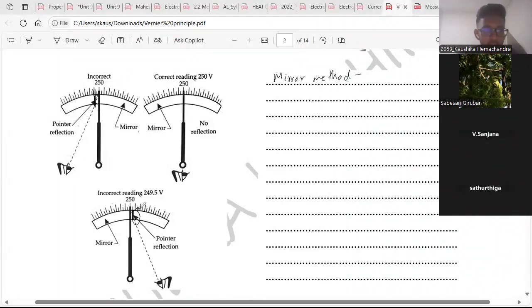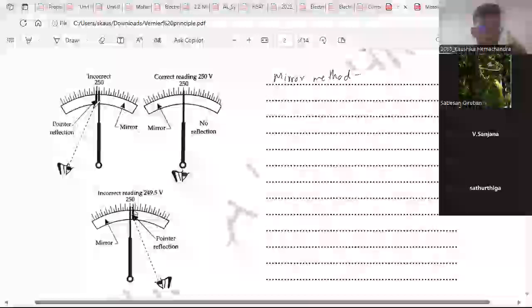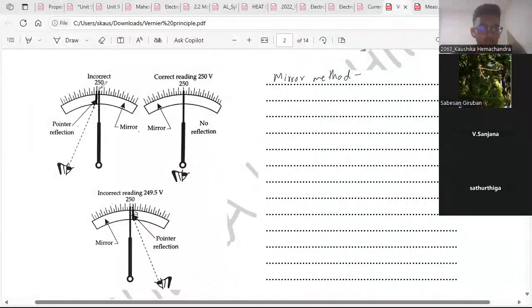And when the pointer is here, you will see the reflection of the pointer away from it, the one on the right side. Your eye will be focused on that, and the pointer will be at the middle. So you will see the pointer first, but that's at a different value. Here also the same thing. Your eye will be focused on the pointer, but that's at 249, but the actual reading is 250. But you can see at that point that the indicator and its reflection are not in the same line.